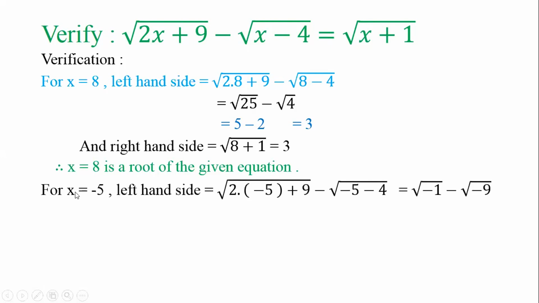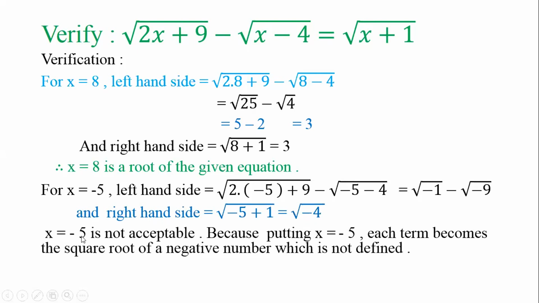Now we check for x equal to minus 5. Left hand side here, root over 2 into minus 5 plus 9 minus root over minus 5 minus 4. 2 into minus 5, that means minus 10. Minus 10 plus 9 equal to root over minus 1. Then root over minus 5 minus 4 equal to root over minus 9. And right hand side, root over minus 5 plus 1 equal to root over minus 4.